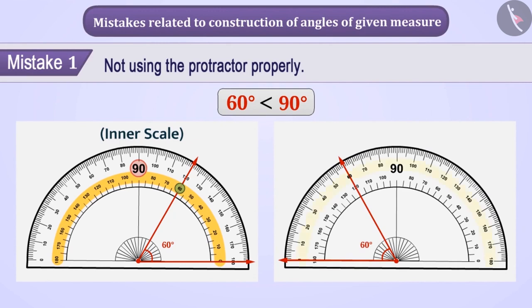But here, we will choose the outer scale of the protractor because here, on the outer scale, we get an angle smaller than 90 degrees. With this understanding, you can remove the confusion related to choosing the scale.